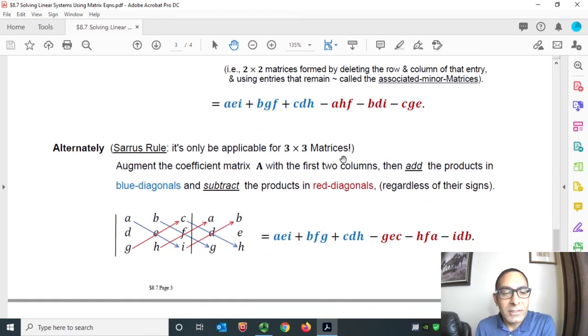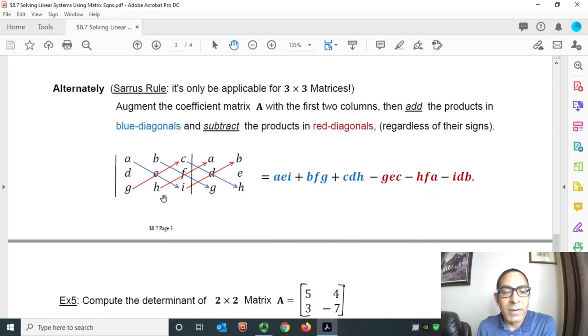Great. Next, the alternative way to expand the 3 by 3 determinant is by Sarrus' rule. Sarrus' rule is only applicable to 3 by 3 matrices. In Sarrus' rule, augment the matrix A with its first two columns, then add the products along the blue diagonals and subtract the products along the red diagonals shown below. So here is the 3 by 3 determinant, and we adjoin the first two columns here. This is the first column, this is the second column, and we multiply diagonally.